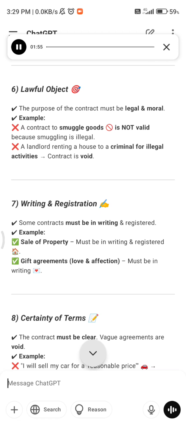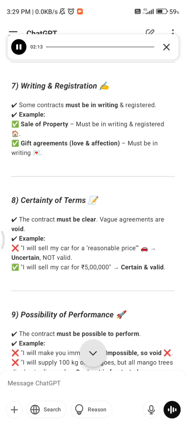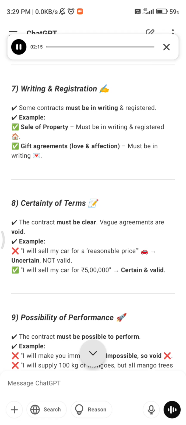6. Lawful object. The purpose of the contract must be legal and moral. Example: a contract to smuggle goods is not valid because smuggling is illegal. A landlord renting a house to a criminal for illegal activities, the contract is void. 7. Writing and registration. Some contracts must be in writing and registered. Example: sale of property must be in writing and registered. Gift agreements, out of love and affection, must be in writing.